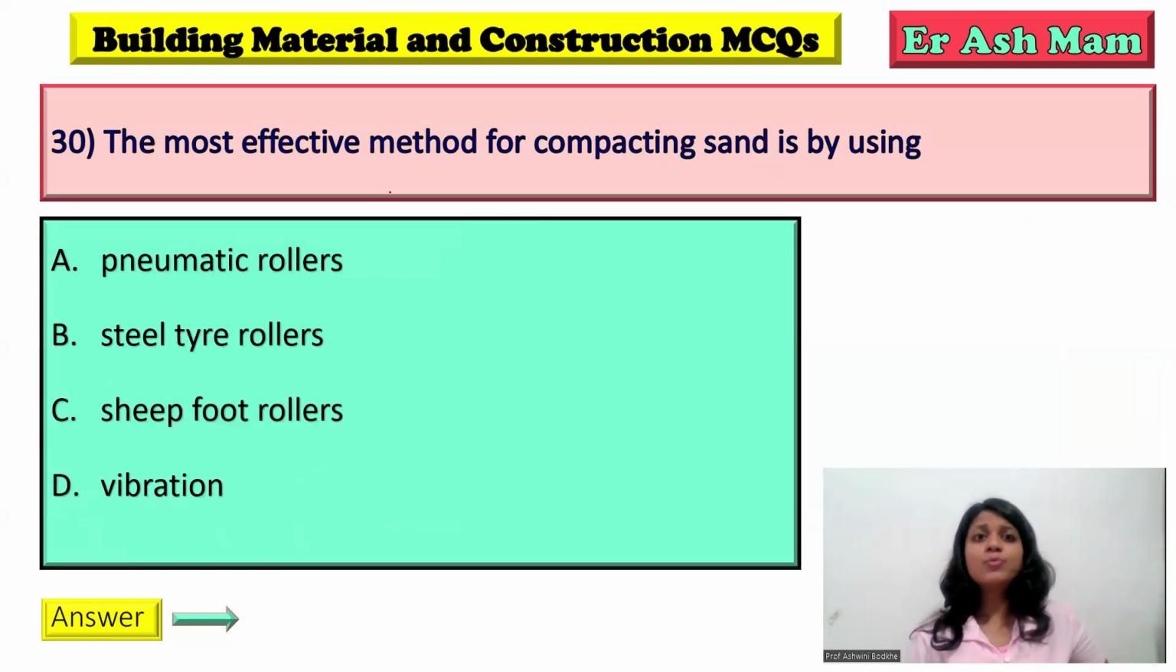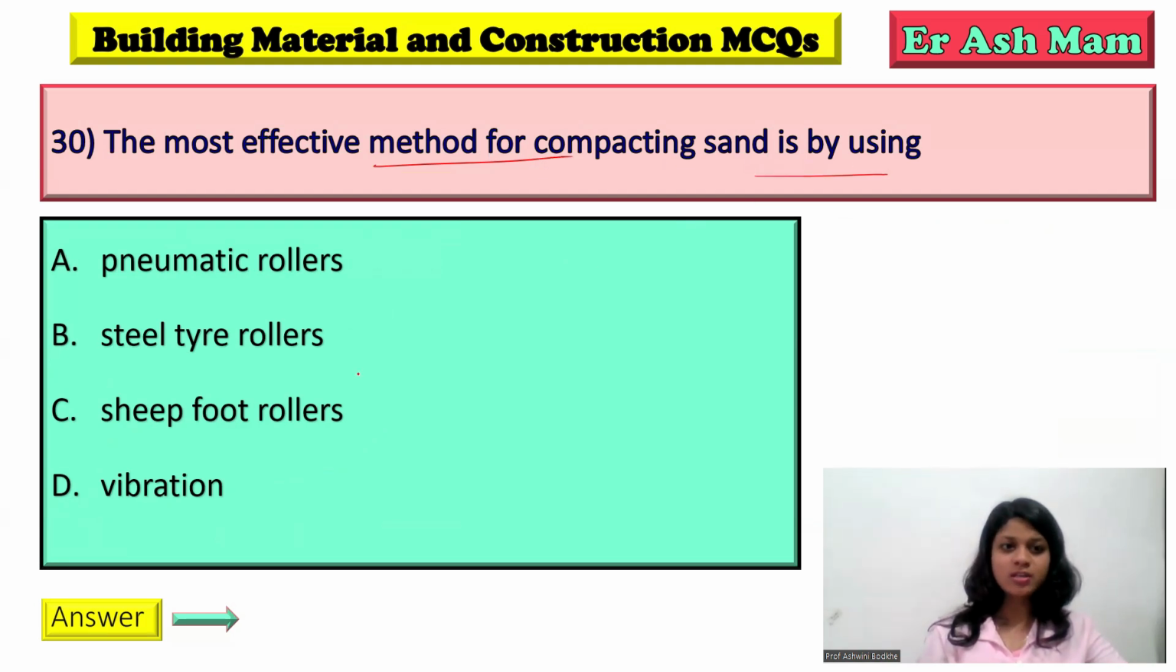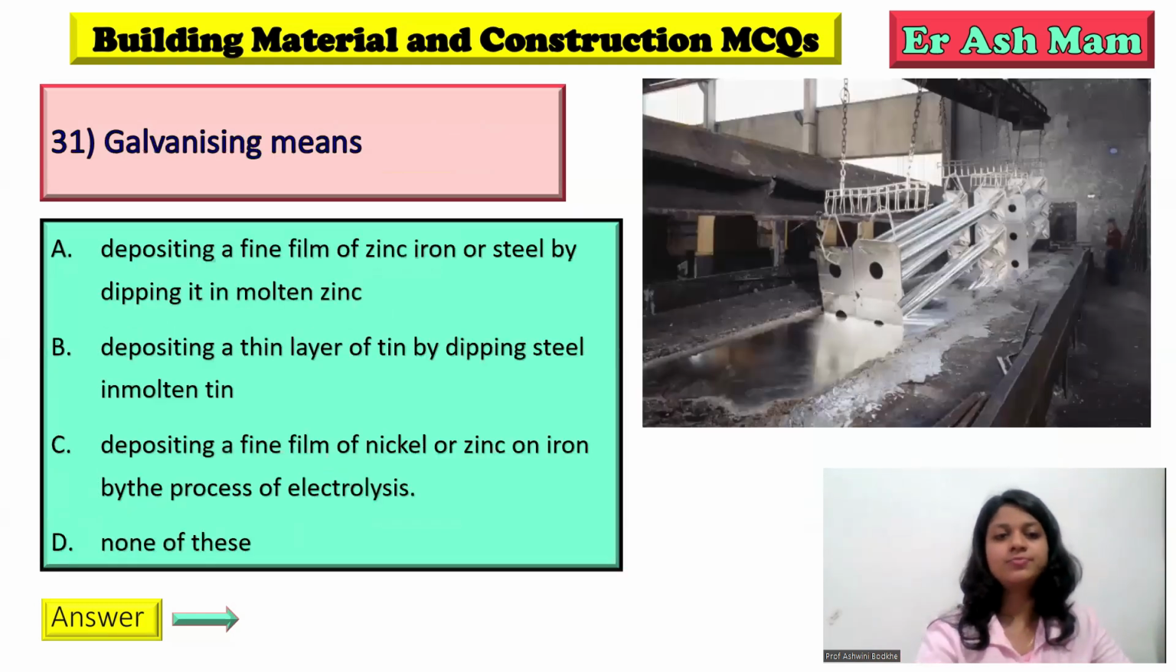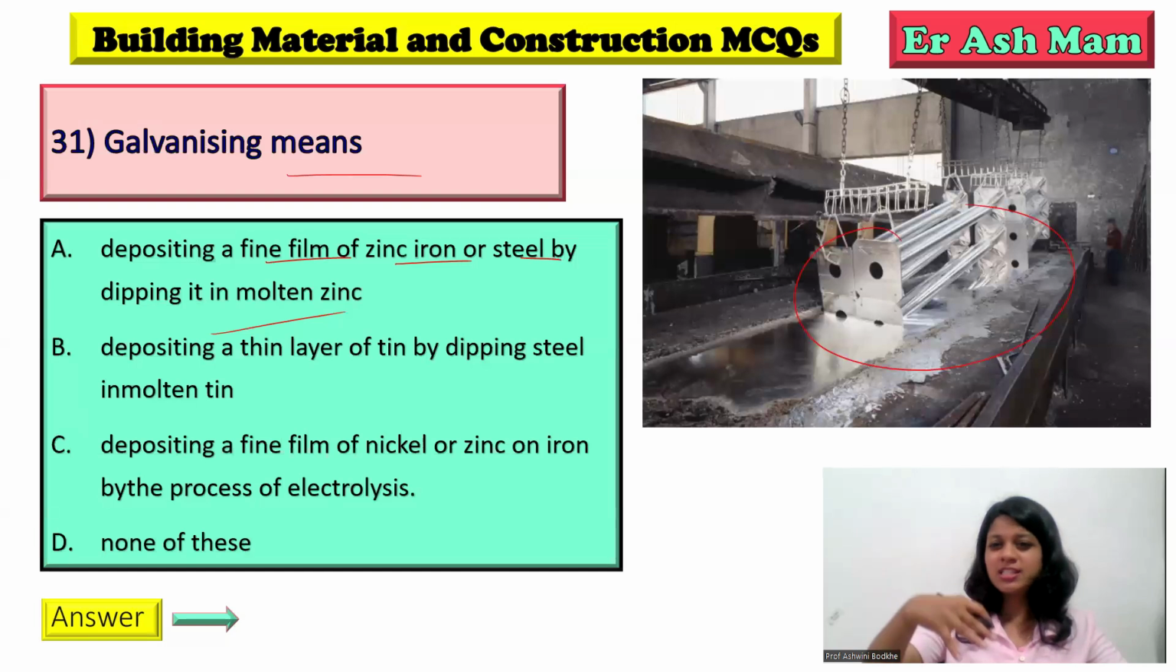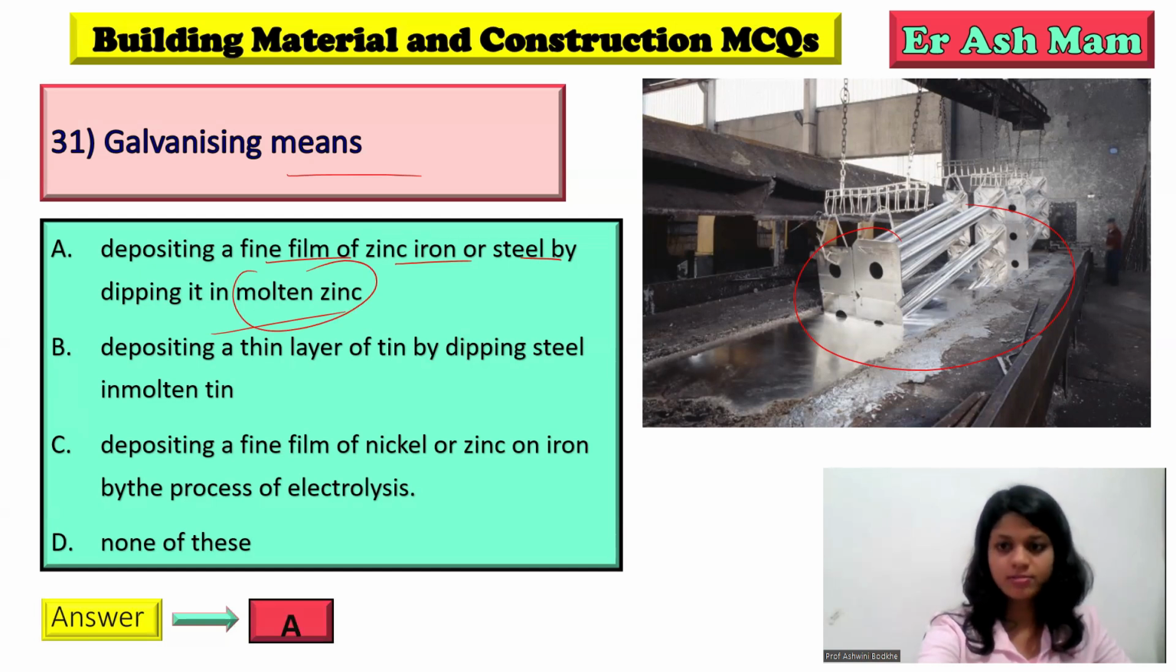thickness. The most effective method for compacting sand is by using vibration. So with the help of vibration, we can compact sand effectively. Galvanizing means depositing a fine film of zinc, iron, or steel by dipping it in molten zinc. If you dip this fine film of zinc or iron into the molten zinc, then it's called galvanizing. Okay, answer is A.